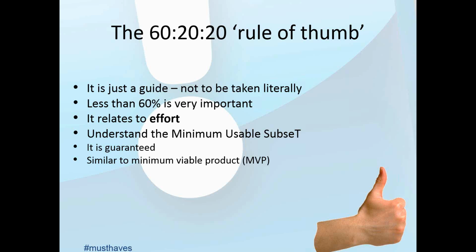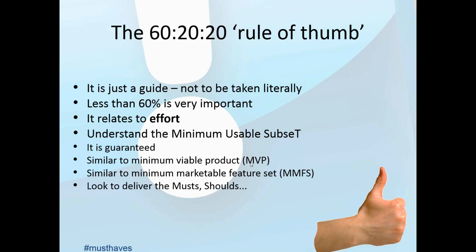Now, some of you may know other terms like MVP, minimum viable product, and you also might know MMFS, which is minimum marketable feature set. A little bit difficult to say at times. But what I always try to say to customers is, if you can deliver all the musts and shoulds, great, and try to get through as many of the coulds as you can. So, for example, if you had a 60-20-20 split, you did all the musts, all the shoulds, and half the coulds, and you hit the deadline, and the quality's good, that's a really good project.